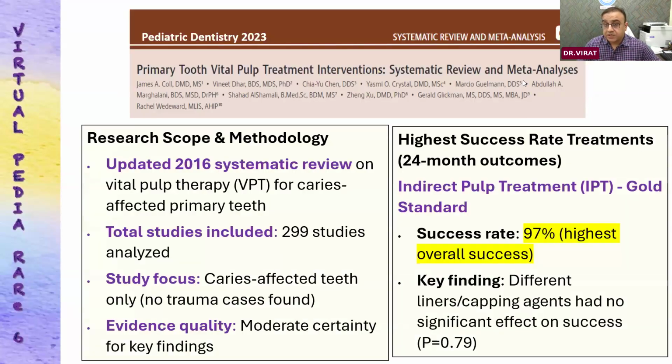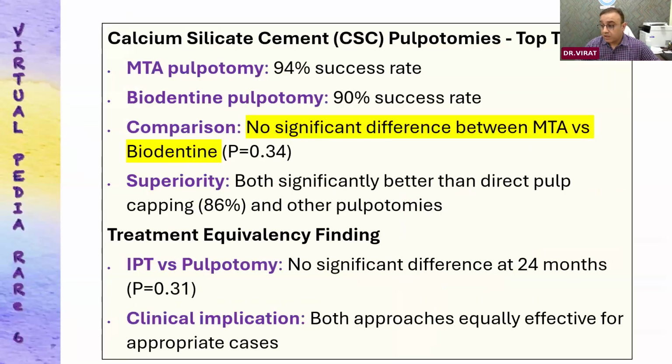This is again a systematic review and meta-analysis of primary tooth vital pulp treatment interventions published in Pediatric Dentistry in 2023. 299 studies were analyzed. IPC was considered the gold standard with a success rate of 97%. Different liners and capping agents had no significant effect on success. There was no significant difference between MTA versus Biodentine. Both are significantly better than direct pulp capping and other pulpotomies when MTA and Biodentine pulpotomies were compared in these studies. Then IPT and pulpotomy were equally effective for appropriate cases.